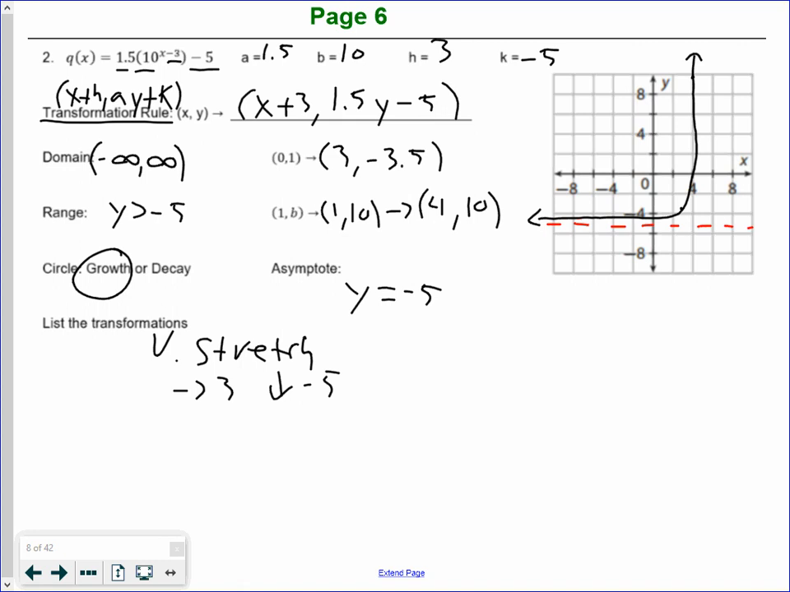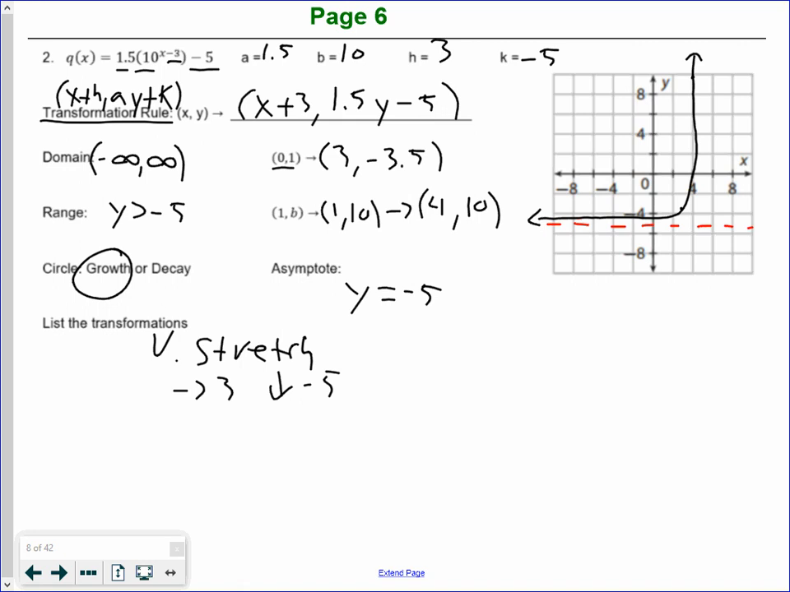For our 2 reference points that we have from our parent function, we have (0, 1). That will transform into (3, -3.5). And then for 1, b, that's the same thing as (1, 10). That's going to transform into (4, 10).